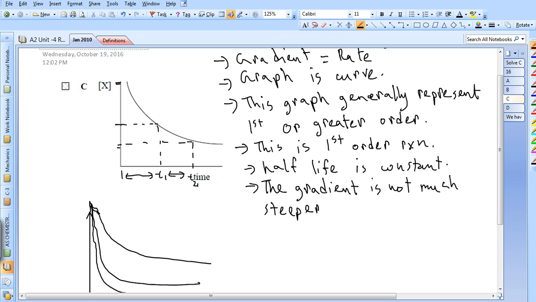Okay, so the gradient gets steeper with greater number of orders. You may order pizza, just kidding.